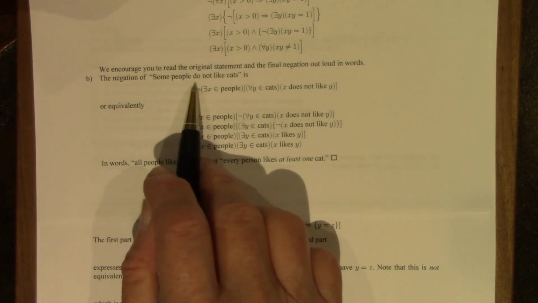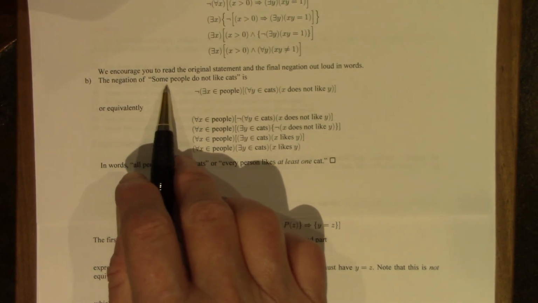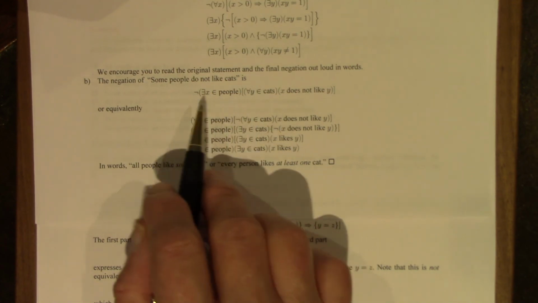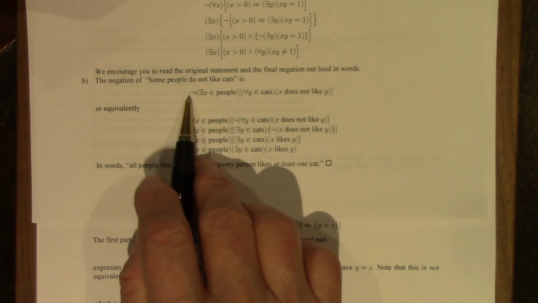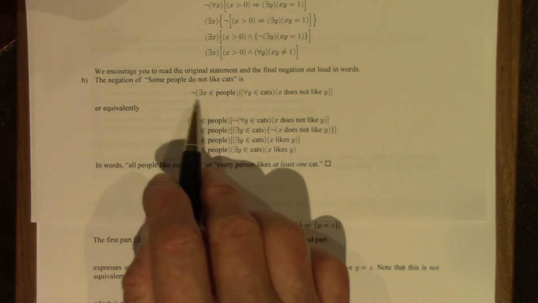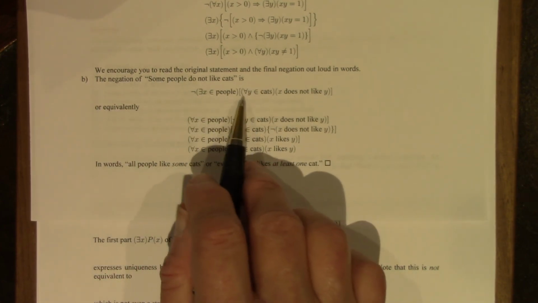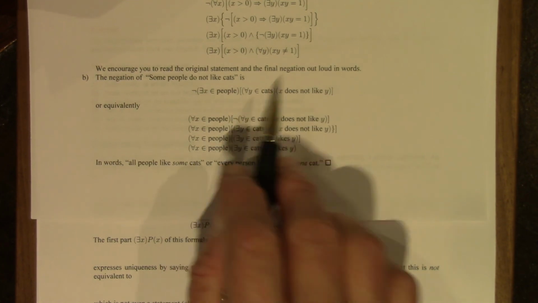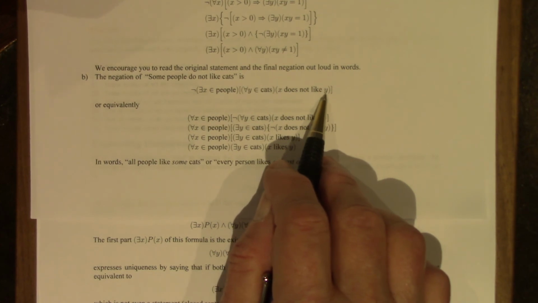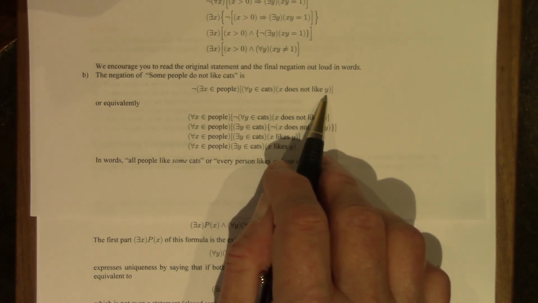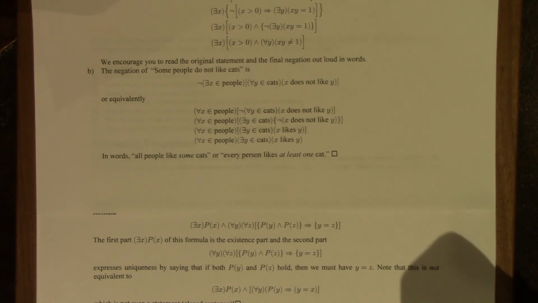Here's another example. The negation of some people do not like cats. I put the negation sign already here, but this phrase is, there exists a person such that for all cats, person X does not like Y, does not like any cats. So that's, some people don't like cats. When you say I don't like cats, what you're saying is I don't like any cats, or for all cats, I don't like them.